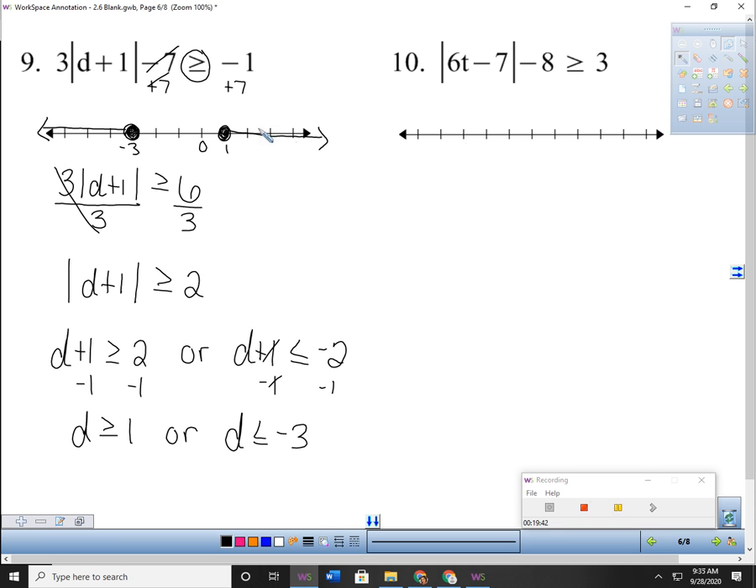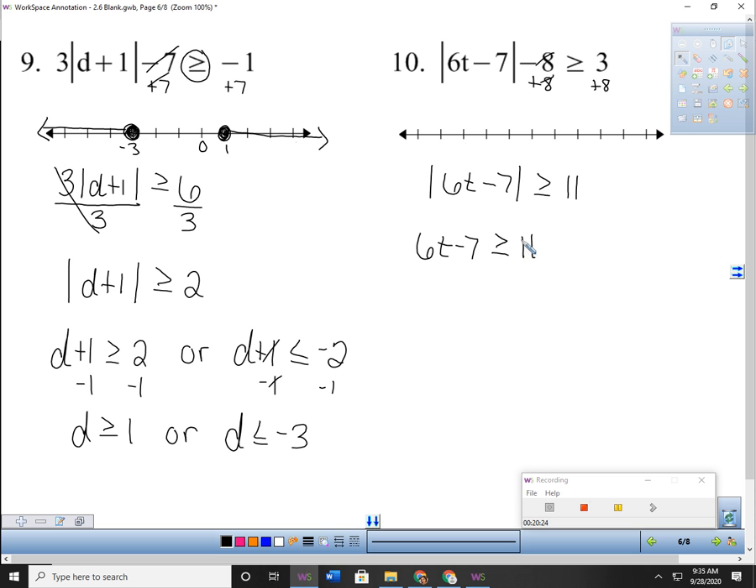Alright, so number 10. The only thing outside my absolute value is this minus 8, so I'm going to go ahead and add the 8. So the absolute value of 6t minus 7 is greater than or equal to 11. I've got a positive number over here, so I'm good to go. I'm going to set up my two problems. The 6t minus 7 is greater than or equal to 11.